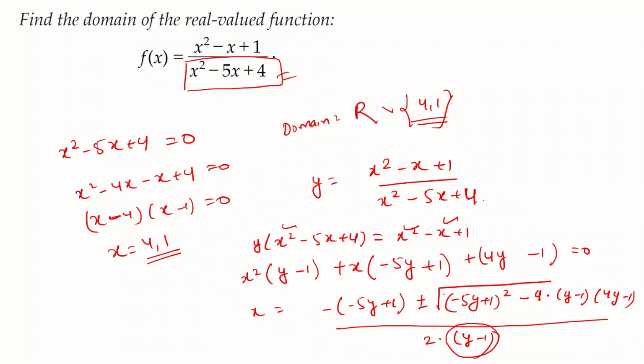And the second thing you have to be careful about is that this thing under the root cannot be negative. So what you have to do is make this entire thing greater than or equal to 0. So I'm writing it down over here.